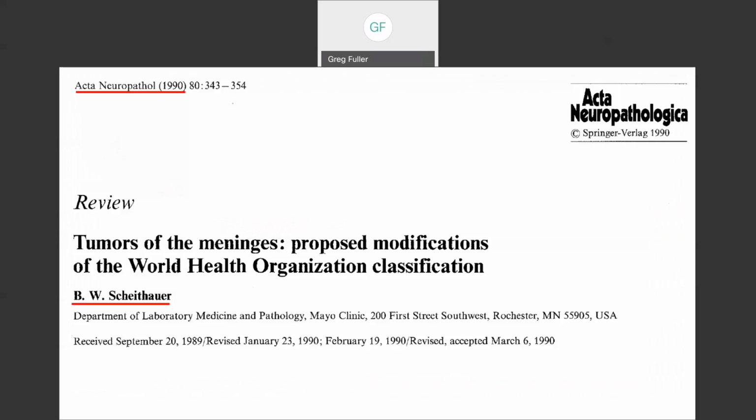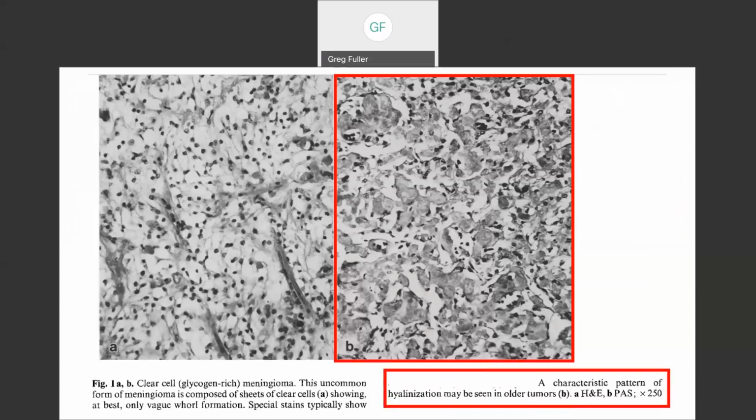Okay, let's go to the great Bhattacharyya. A review, Acta Neuropathologica 1990, tumors of the meninges, proposed modifications to the WHO classification. And look what was in figure 1 and 1A, clear cell or glycogen-rich meningioma, and look at the panel he chose to illustrate the spectrum of morphology for clear cell meningioma on the right. Let's read it. A characteristic pattern of hyalinization may be seen in older, longer-standing tumors, all right? Isn't that super cool? This is actually a PAS showing the glycogen 4+, would have been drop dead gorgeous in color. He was very familiar with this way back then.